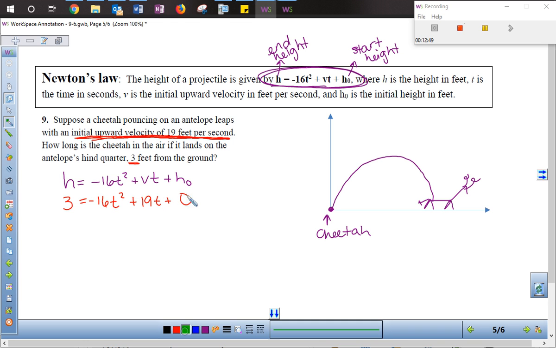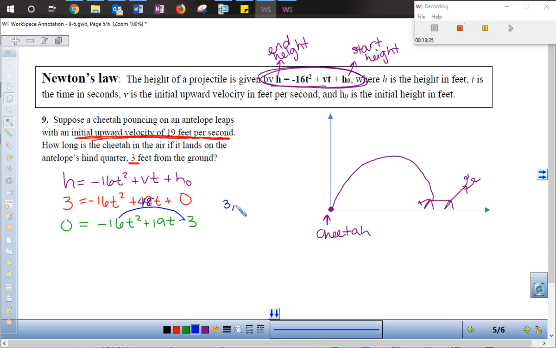Now all I have to do is solve this equation. So the first thing I'm going to do is subtract 3 from each side. Then I look for a GCF, and 3 does not go into 19, so there's no GCF. So I have 3 terms with an a value of negative 16, so I'm going to use the frowny face factoring here. So negative 16 times negative 3 leaves me with a positive 48, and I want the factors of 48 that add together to be 19. So pause the video, find me the factors of 48 that add together to be 19.